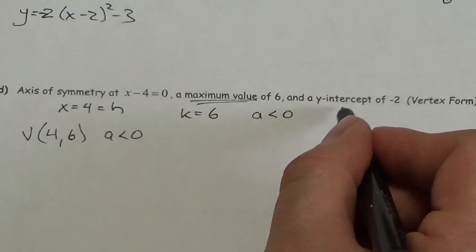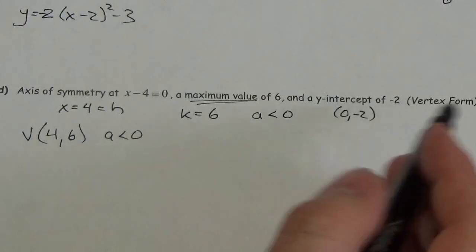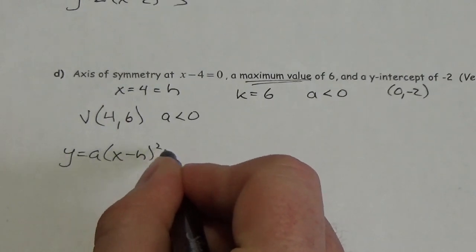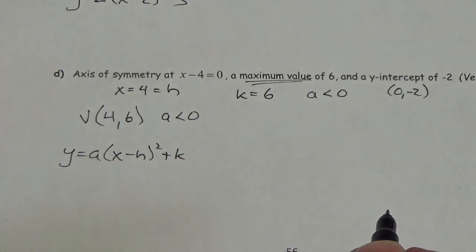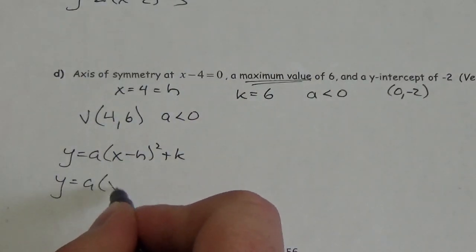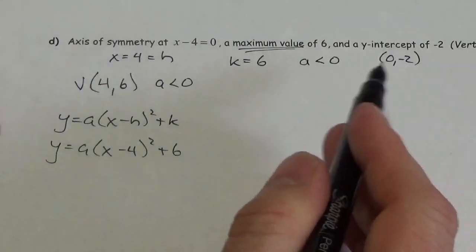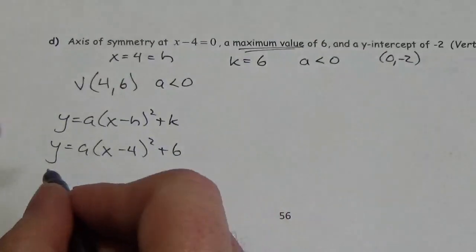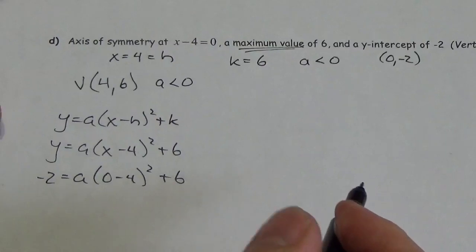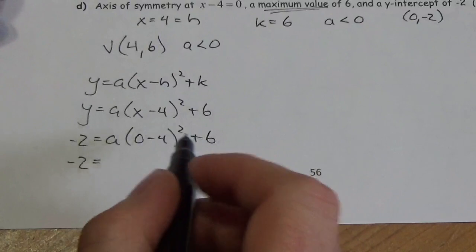So the y-intercept here, when I give you the y-intercept, it's probably helpful to write it out as a point there. I want this equation in vertex form, so I want y is equal to a times x minus h squared plus k. Okay? So now I'm going to plug in my vertex. y is equal to a times x minus 4 squared plus 6. Now I'm going to plug in that extra point that I've got, that y-intercept here. So negative 2 is going to equal a times 0 minus 4 squared plus 6. Now I just solve for a. So I'm going to do what's inside the brackets here, simplify that.